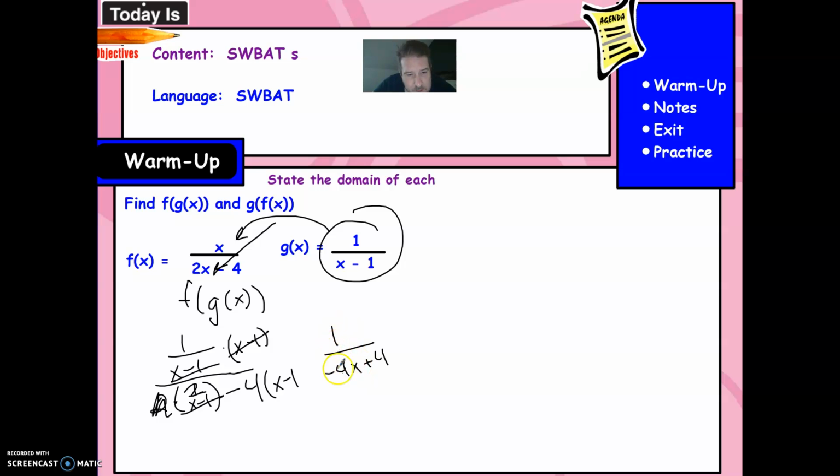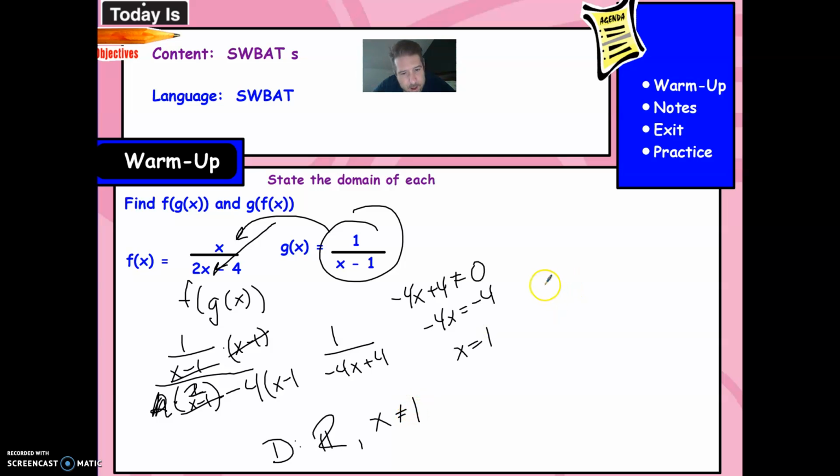So since we know it's a rational, it's 1 over negative 4x plus 4, so we know the domain is all real numbers, except the denominator is not allowed to be 0, in which x is not allowed to be something. So I'm going to take that bottom, and I'm going to say it can't be equal to 0, and that gives me this, and then divide both sides by negative 4, and that tells me that x is not allowed to be 1.